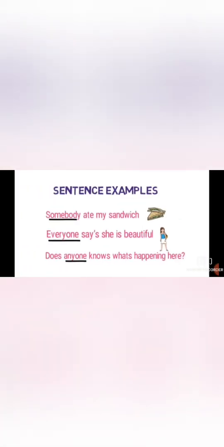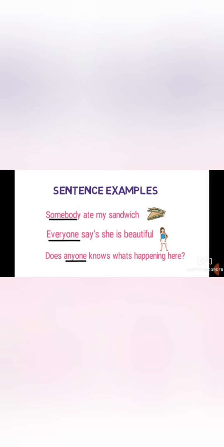Somebody ate my sandwich. कोई मेरे सैंडविच खा गया. Now you don't know, so somebody is a non-exact noun. Everyone says she is beautiful. हर कोई कहता है वो खूबसूरत है. Now everyone is not exact. This is indefinite pronoun. Does anyone know what's happening here? क्या कोई जानता है यहाँ पर क्या हो रहा है? So anyone is here an indefinite pronoun.